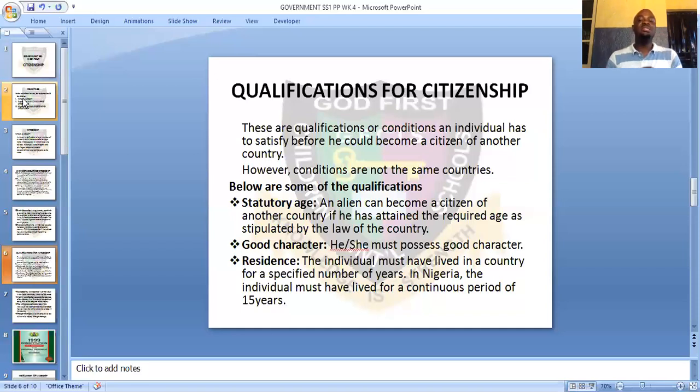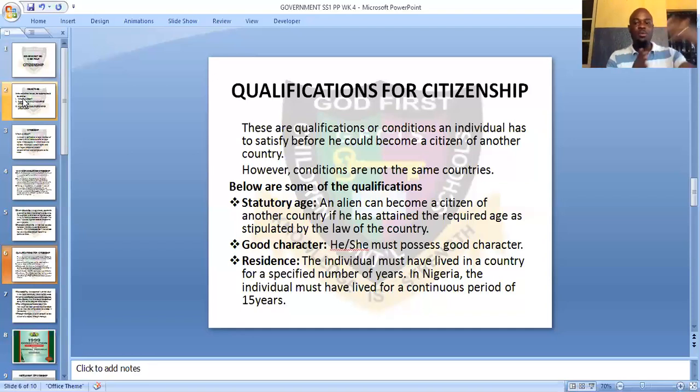That also depends on the particular country such person resides in. Some countries may require 15 years and above, some 10, some 20. It depends on the country's constitution, because you can actually see this in the constitution. For example, in Nigeria, the individual must have lived for a continuous period of 15 years. That is, such person must have been in Nigeria for the past 15 years without traveling out of the country.